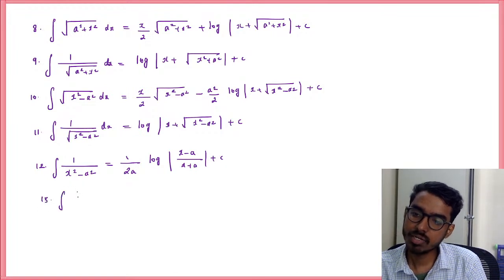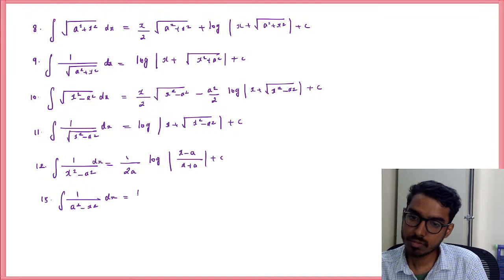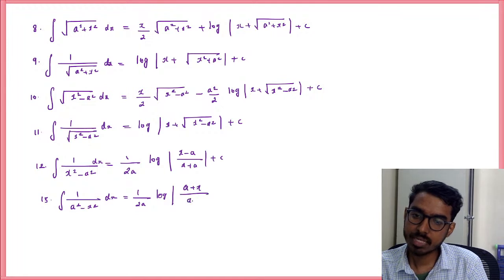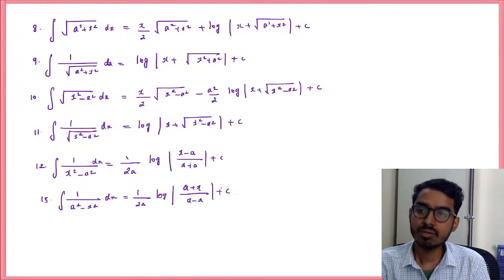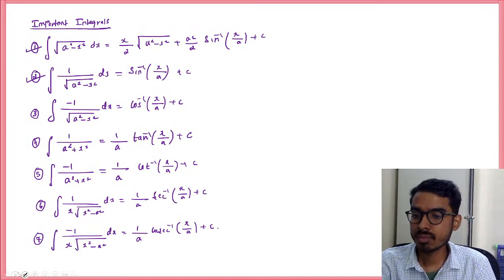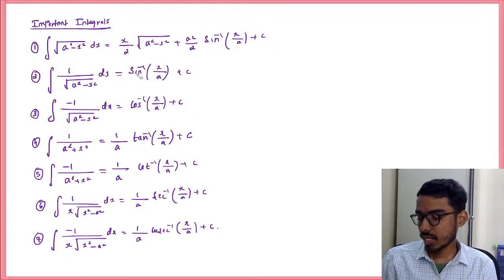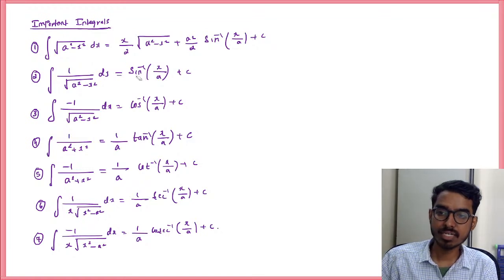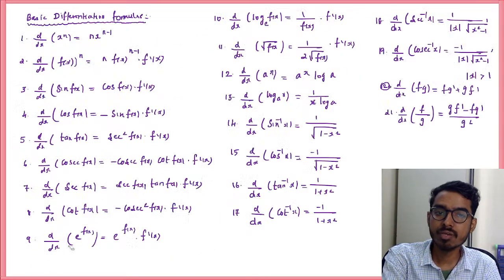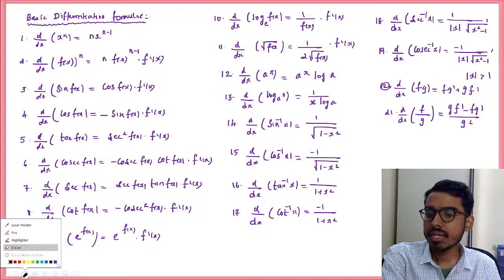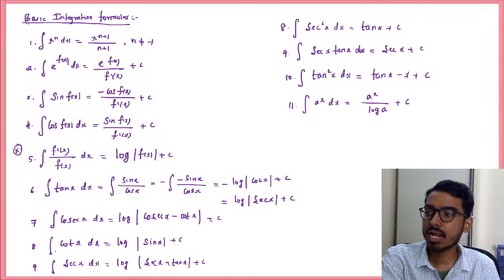And 13th is the last one. 1 divided by a square minus x square will be 1 by 2a log mod a plus x by a minus x plus c. So that's it, right? These are the major integration and differentiation formulas that we are going to use when we are solving differential equations. All these are very, very important formulas. You just have to memorize all of them to tackle the problems very easily, right?